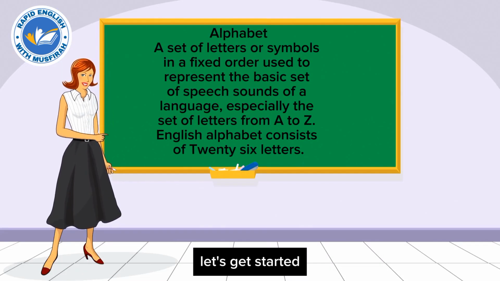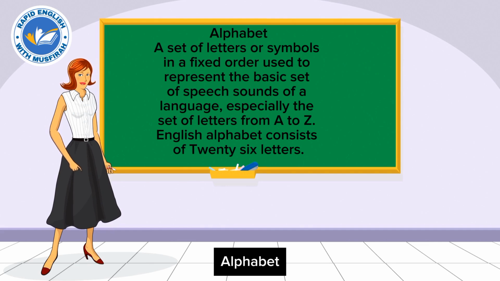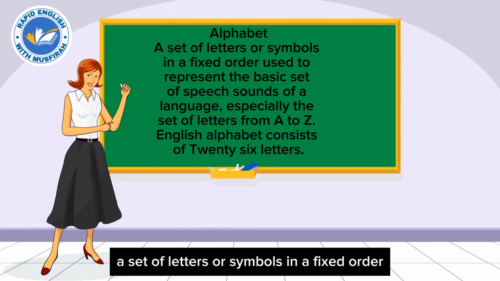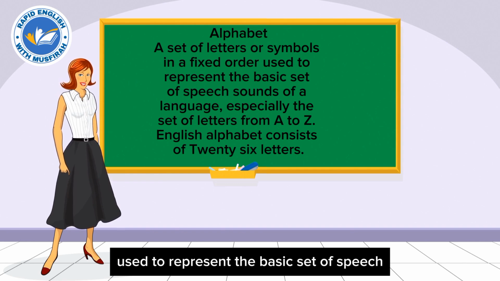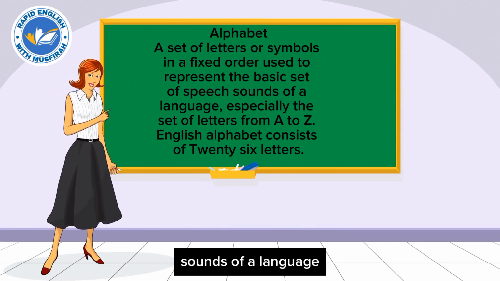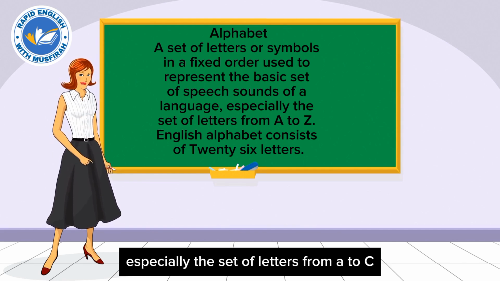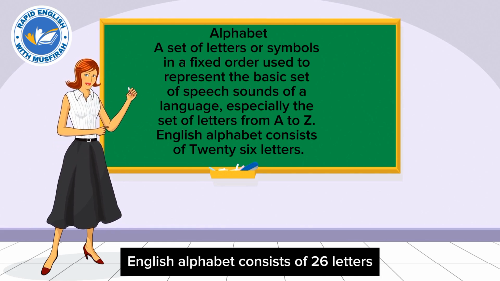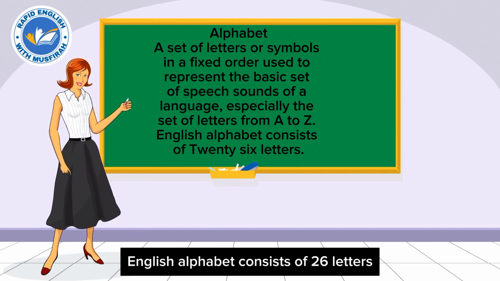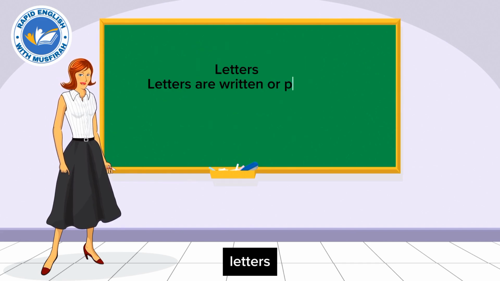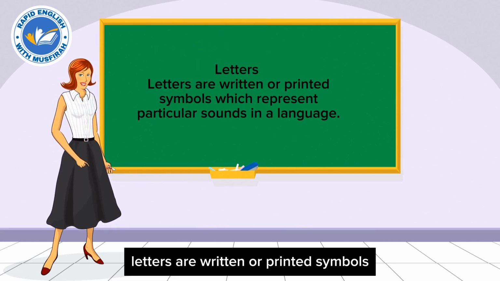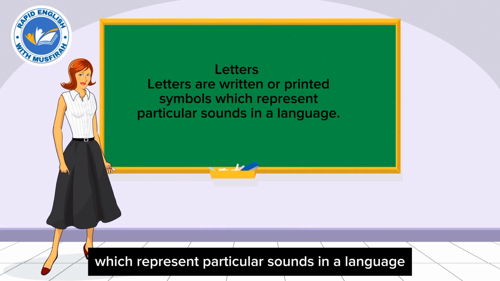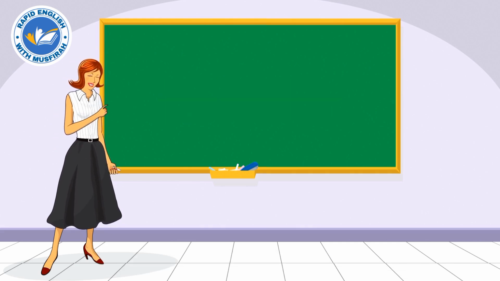Let's get started. Alphabet: a set of letters or symbols in a fixed order used to represent the basic set of speech sounds of a language, especially the set of letters from A to Z. The English alphabet consists of 26 letters. Letters: letters are written or printed symbols which represent particular sounds in a language.